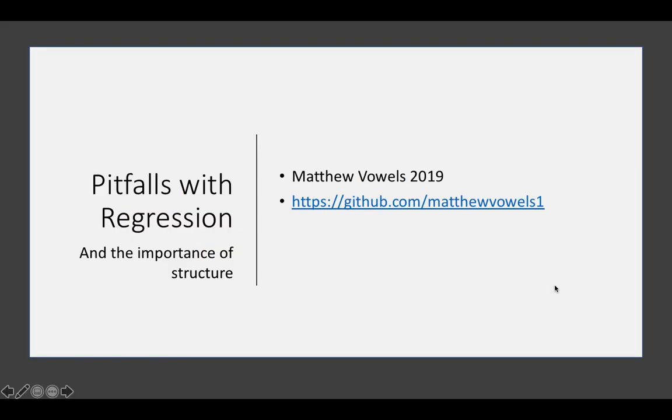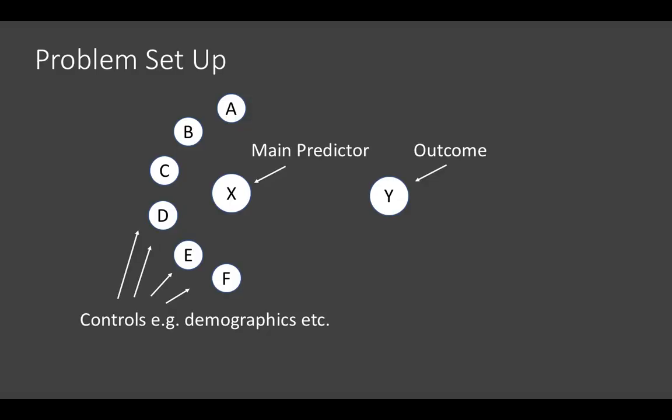So in this video I want to talk about some of the pitfalls that people can end up in when undertaking a linear regression, and also why it is important to consider the structure of the data. And by structure I mean the underlying causal structure that led to the generation of that data in the first place.